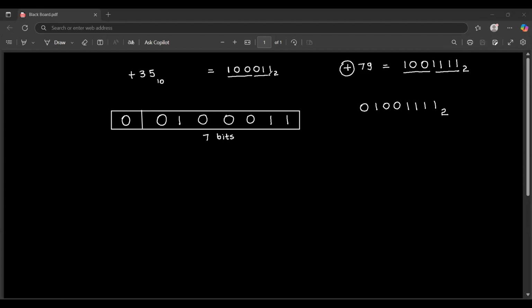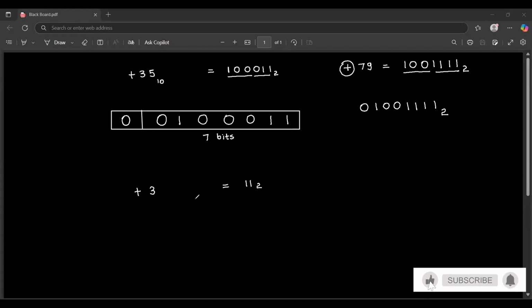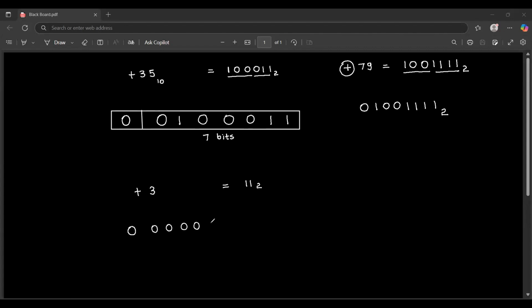But here, since we have only 6 digits, we have to use one more binary digit or bit. Let's say we have plus 3. That is equal to 1, 1 to the base 2. What we have to do is add more zeros. Since we have 2 bits here, we have to add 5 zeros. Since this is positive 3, here you have 0 and then 5 zeros, followed by 1 and 1. That's it. This is for sign, and this is for magnitude. That's why we call it sign magnitude representation.